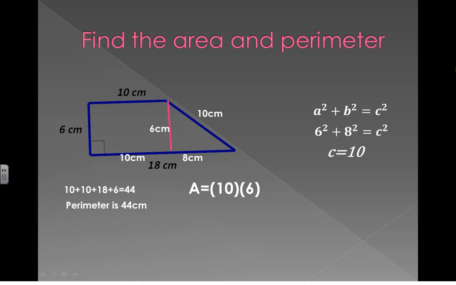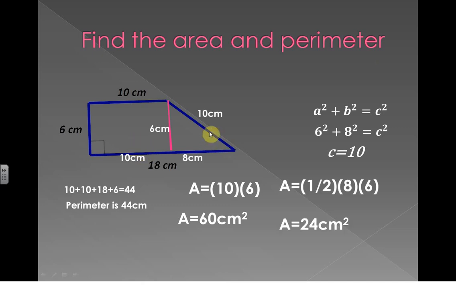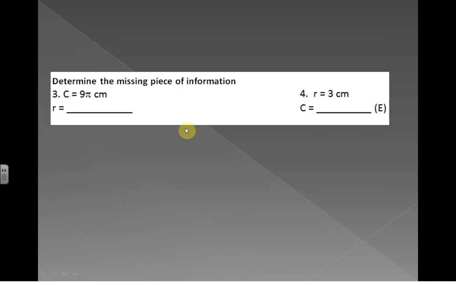And then I have a rectangle next to a triangle. So I'm doing 10 times 6 for the area of the rectangle on the left. And then I'm doing 1/2 base times height, 8 times 6 for the area of the triangle on the right. So left, right. I think I said them right. If not, sorry. Okay, determine the missing piece of information.